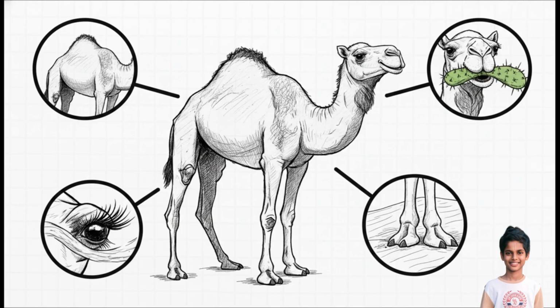Second, they have incredibly thick lips to eat thorny desert plants. Third, long eyelashes, ear hair, and nostrils that can literally close shut to block out blowing sand. Fourth, wide feet so they don't sink. And fifth, they can tolerate body temperatures up to 41.7 degrees Celsius. This stops them from sweating, which saves precious water.